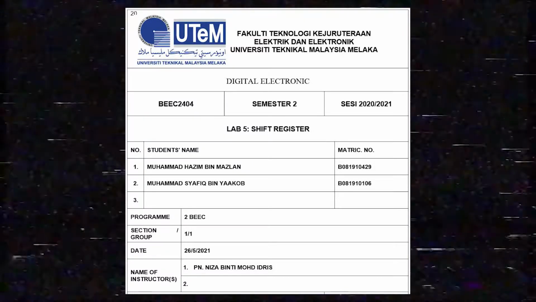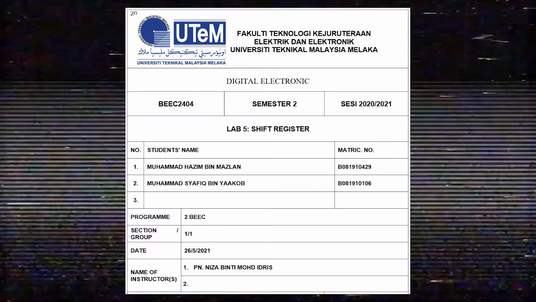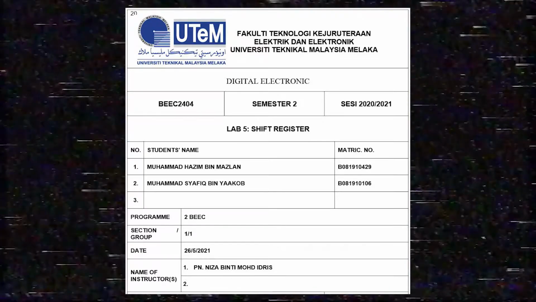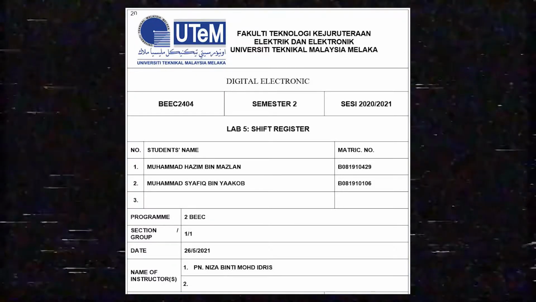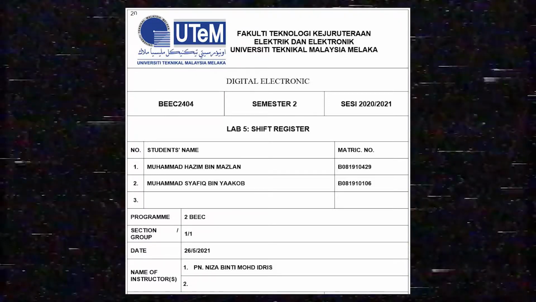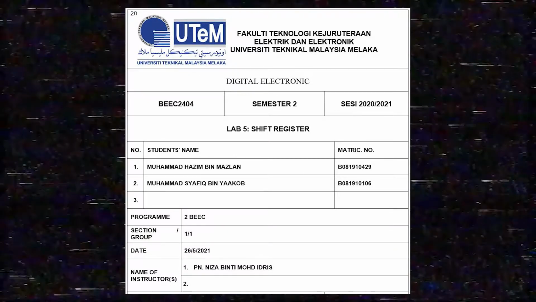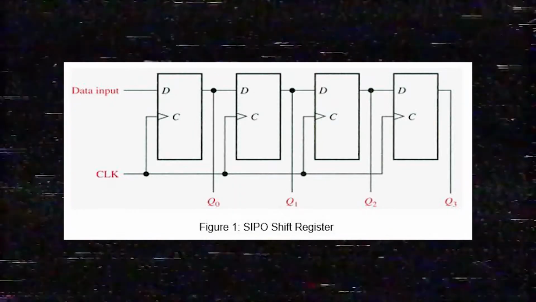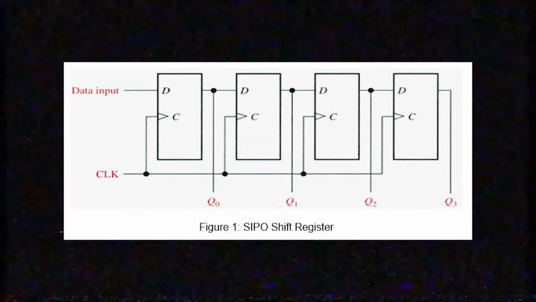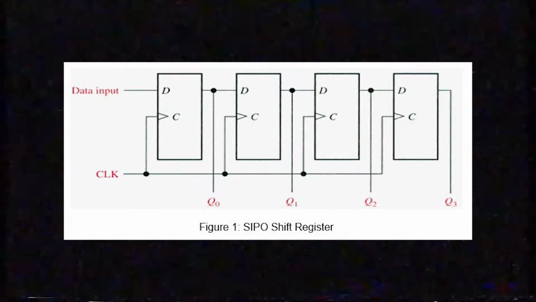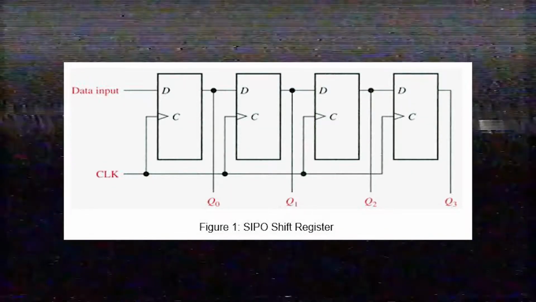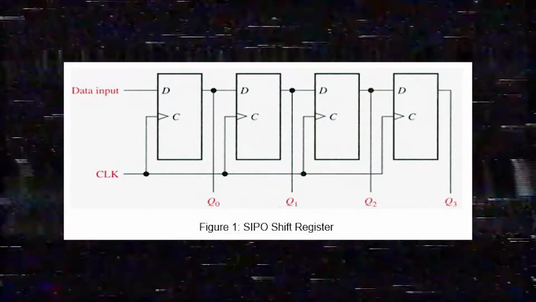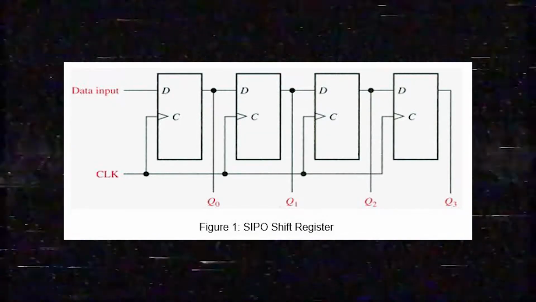Okay, moving on to this lab. There are basically 6 classifications of data movement in a shift register. We are going to look into SIPO, which is serial in and parallel out, and PIPO, which is parallel in and parallel out. This is the diagram for the SIPO shift register. As we can see, the data input is serially loaded 1 bit at a time, with the stored data being available at the output in parallel form.